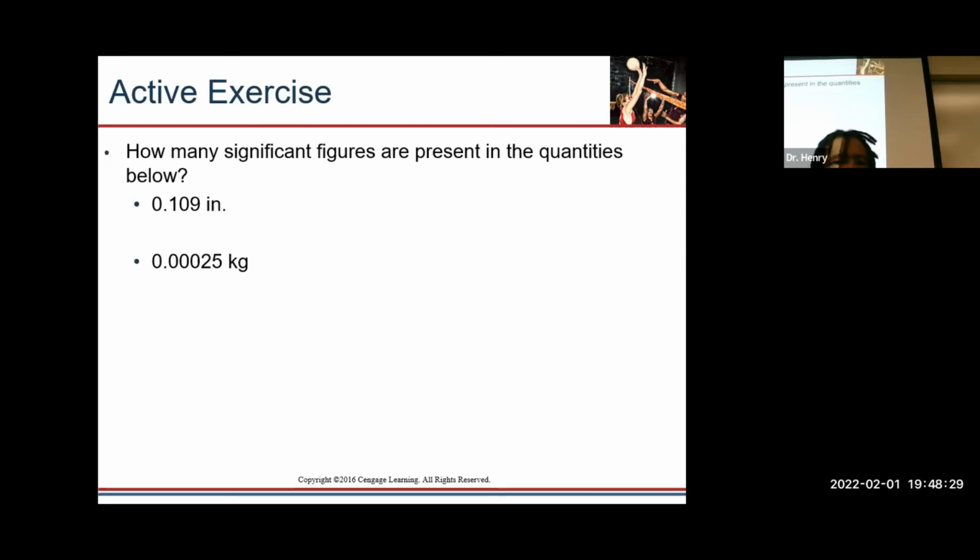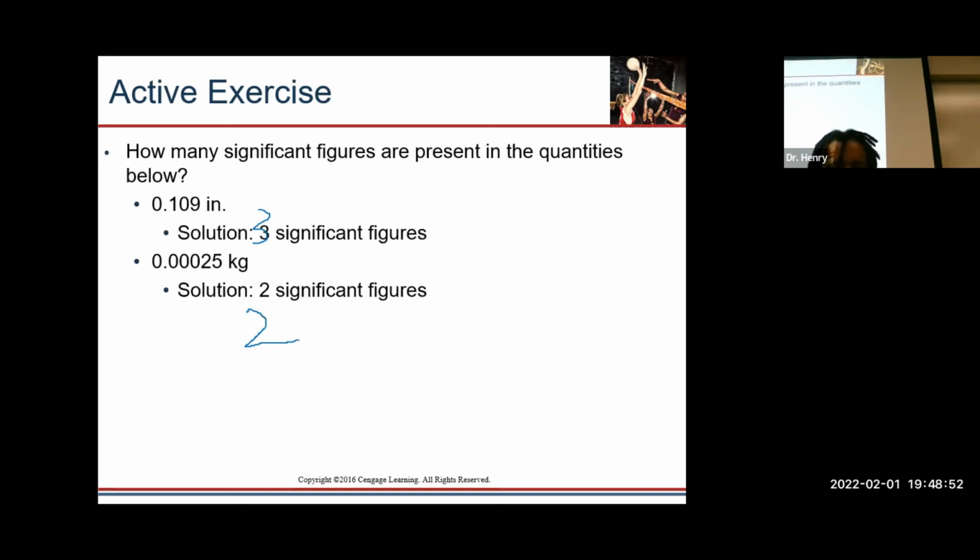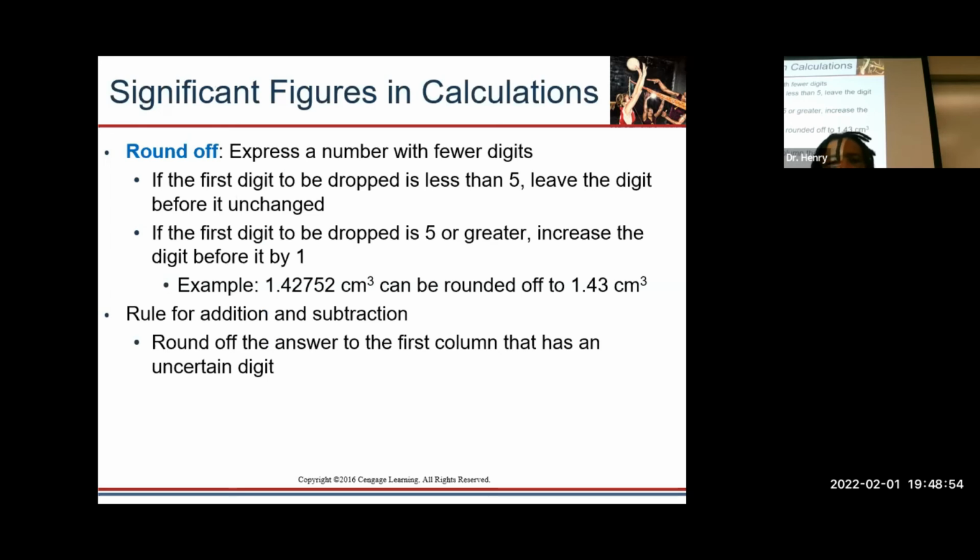So how many sig figs? 3 in the first one. Okay. What about the second one? 2 sig figs. Okay. Piece of cake? Okay, we've already talked about rounding. Are you guys feeling confident? Okay, so let's test this out.